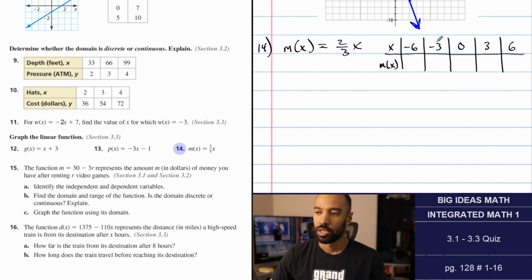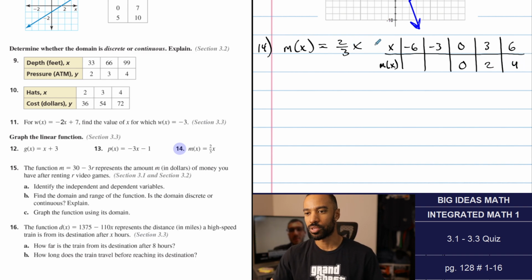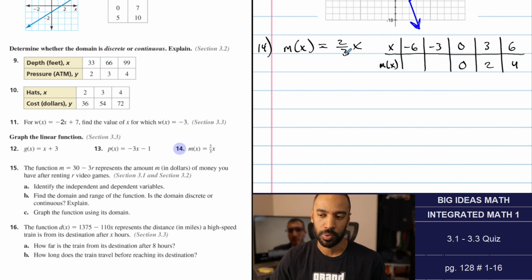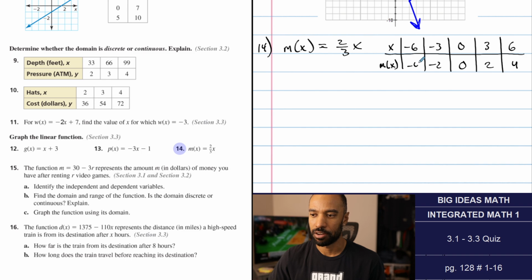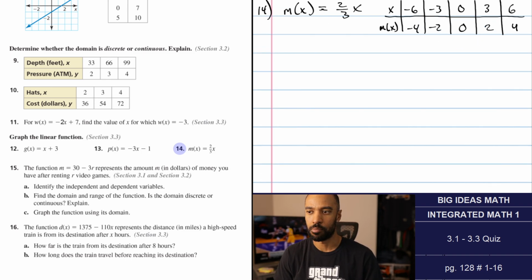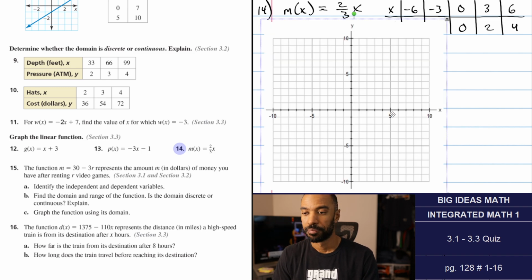Let's try them out. 2/3 of 0 is 0. 2/3 of 3 is 2. 2/3 of 6 is 4. Now, if you didn't know those off the bat, you're taking your number, dividing by 3. 3 divided by 3 is 1 times 2 is 2. 6 divided by 3 is 2 times 2 is 4. The opposite of those will give you -2 and -4. I'm not going to beat around the bush. There they are. And it seems to be increasing by 2 each time, which is linear.